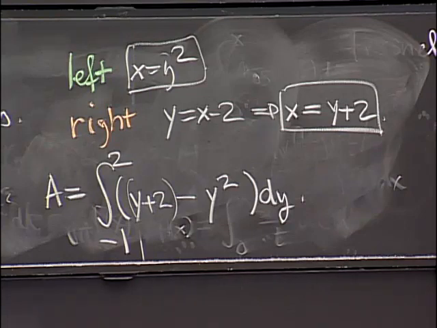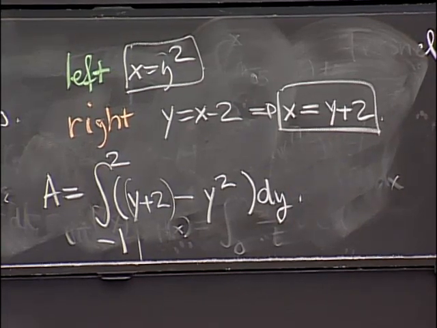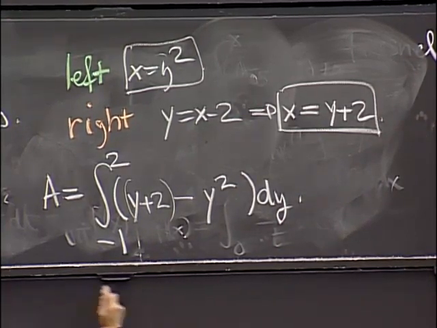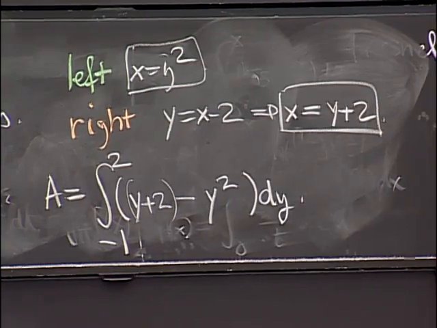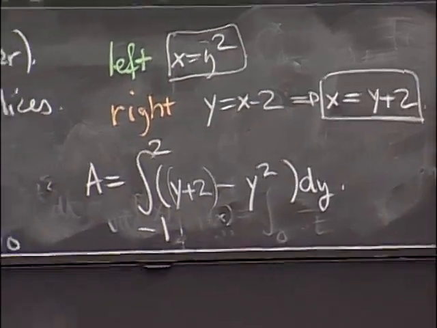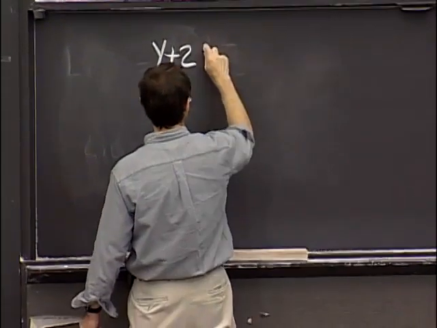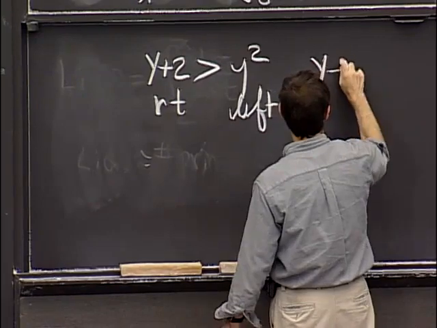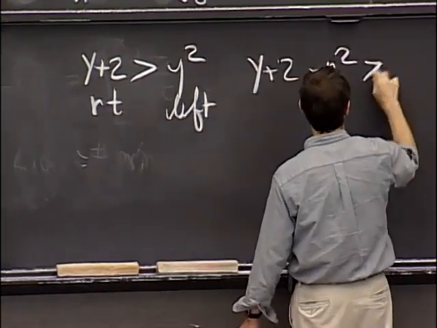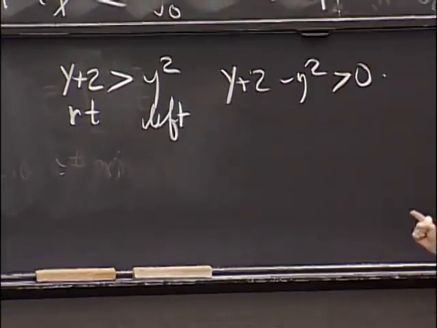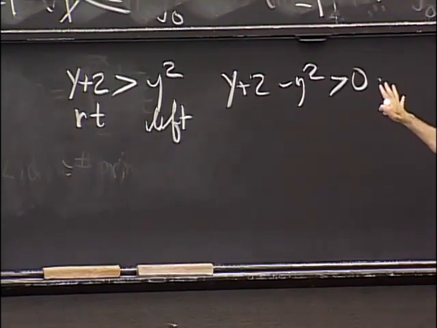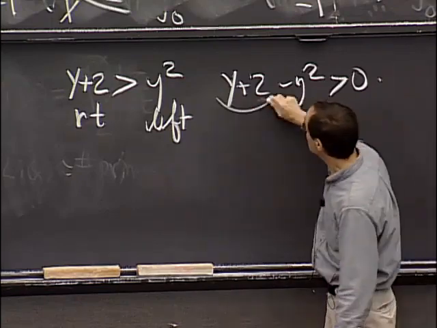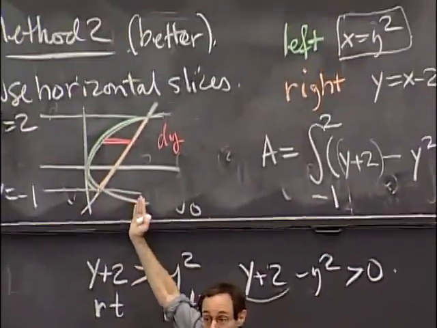What was the question? Why is it right minus left? That's very important. Why is it right minus left? And that's actually the point that I was about to make, which is this, that y plus 2, which is the right, is bigger than y squared, which is the left. So that means that y plus 2 minus y squared is positive. If you do it backwards, you'll always get a negative number, and you'll always get the wrong answer. Right? So the right-hand end minus the left-hand end gives you a positive number.